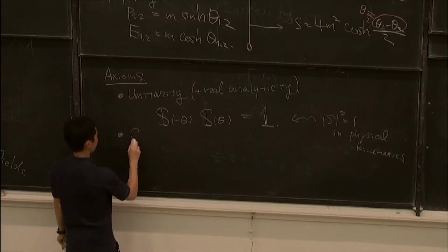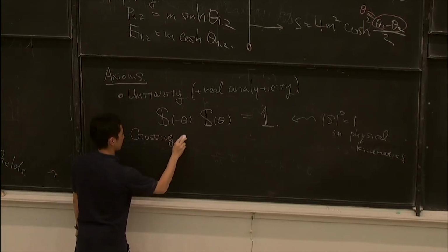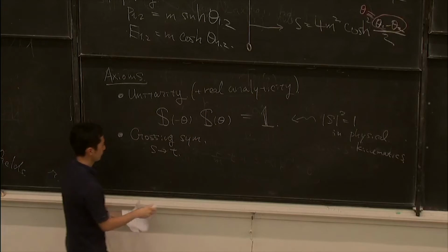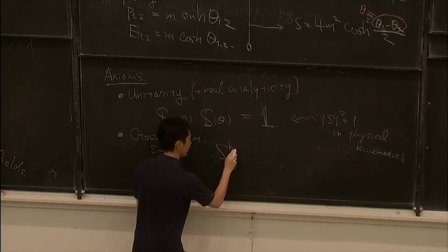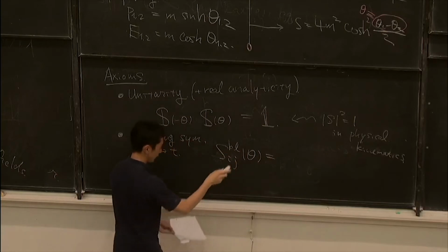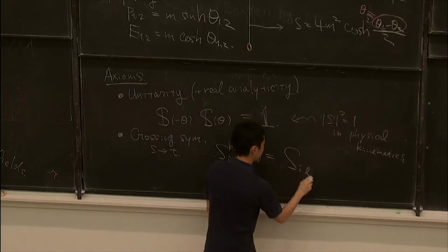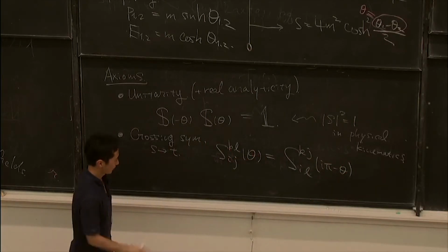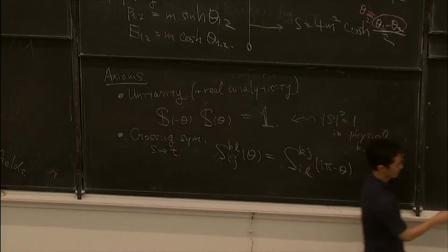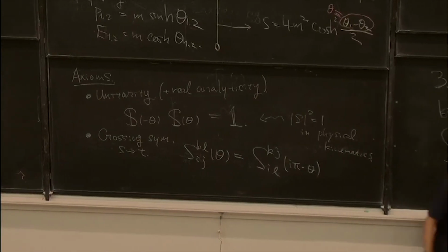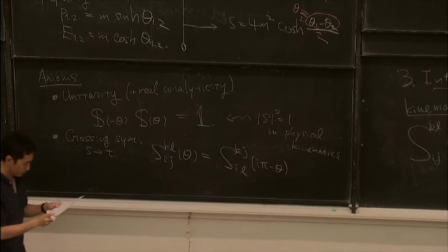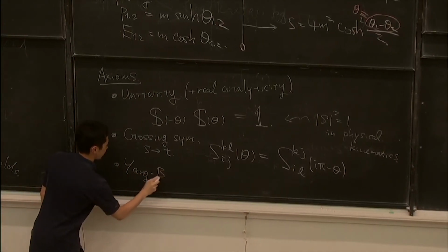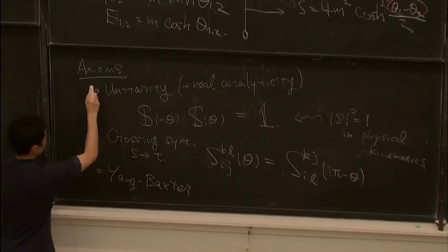And there is, of course, crossing symmetry. Crossing symmetry changes S to T. If I carefully follow the indices, then it means S_ijkl of theta is S_ilkj of pi minus theta. It's actually hard to correctly follow the indices, but what I'm doing here is looking at this picture in this way or in this way. And then finally, I'm going to impose Yang-Baxter. So these are the three axioms that I'm going to impose.